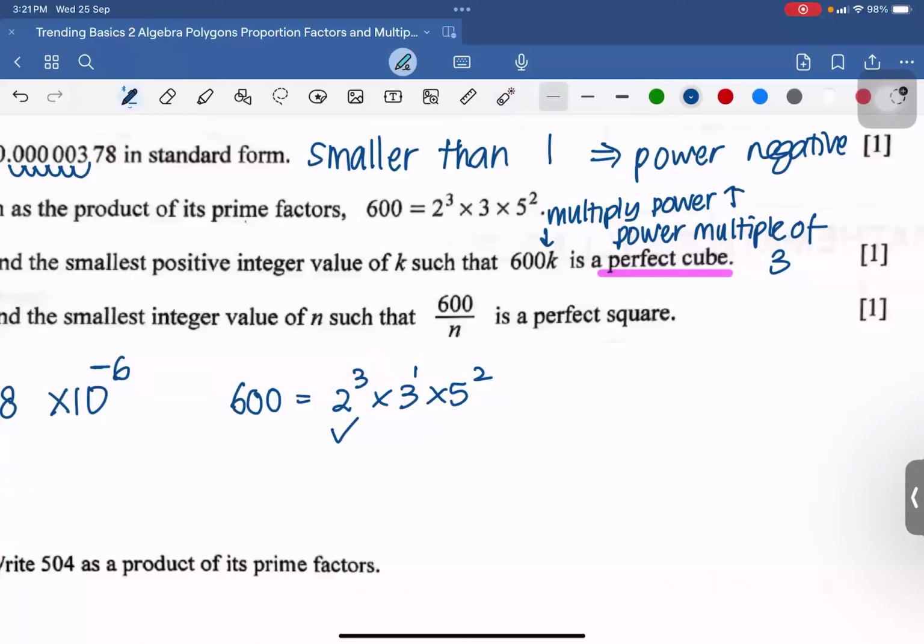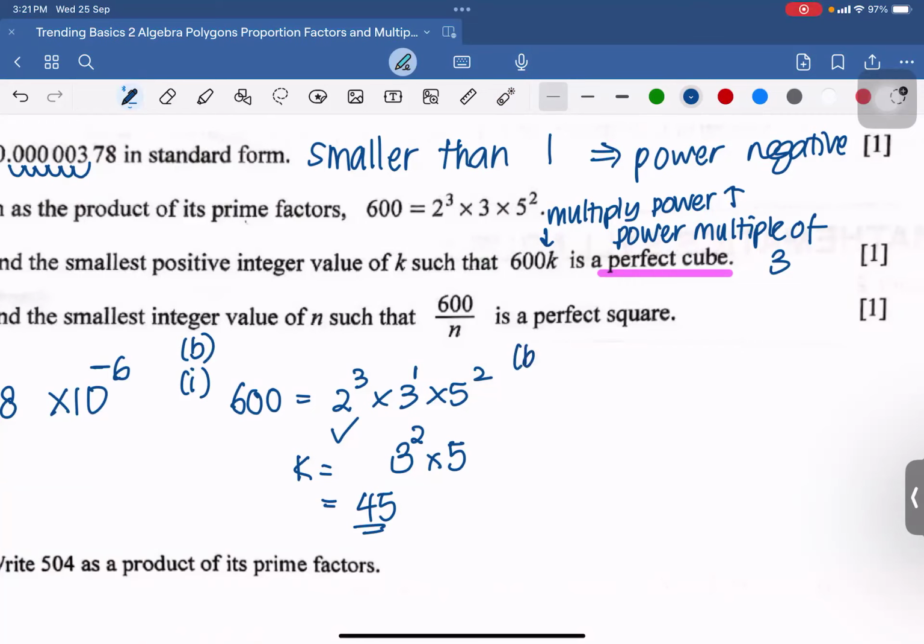Then this is 3 to the power 1 only. What is missing? I only got one person. How many must I add to make it become a party of 3? 3 to the power of how many? 2, correct? Then next one, 5, if there's only 2 persons, I need 3 people to form a group. So I multiply by 5 to the power 1. 1 more 5. So what is the number k? K is 3 square, 9, times 5, 45. Answer. Okay, so this is for part 1.